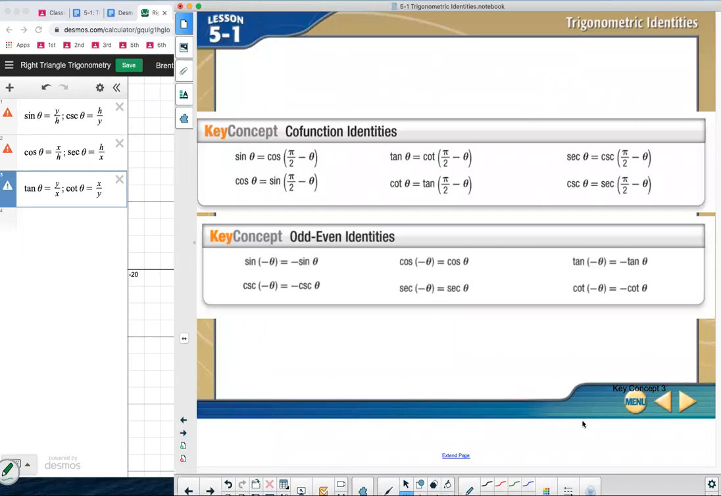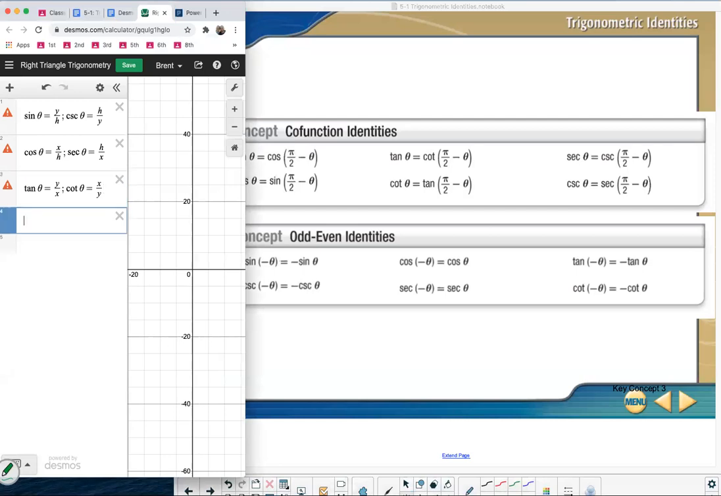Let's take a look at cofunction identities and even and odd identities. We briefly talked about this when we were dealing with chapter 4. Cofunction identities tell you that sine and cosine will produce the same solution if their angles are complementary to one another. Remember, complementary means adds up to 90 degrees. These are using radians. Pi is equivalent to 180 degrees, and 180 divided by 2 would be 90. If the two angles are complementary, you'll always get the same solution. So let me show you what I mean.